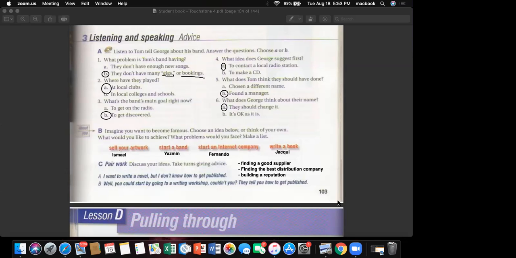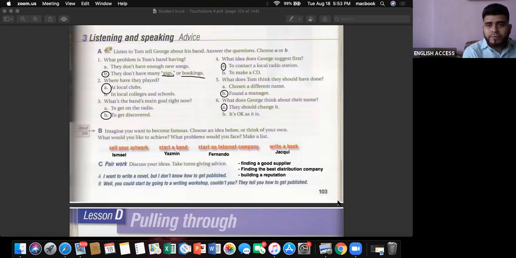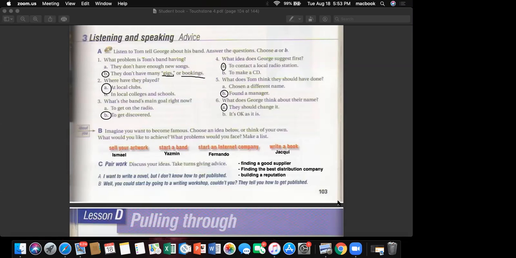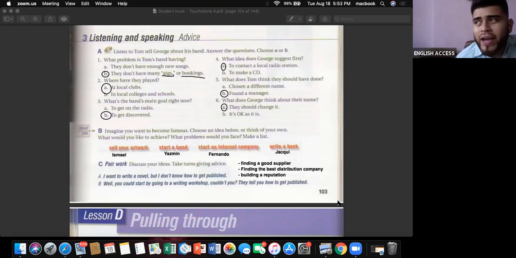Sorry, teacher. The computer is bad, my connection is bad. Again, sorry, teacher. What is your problem? I have problems. Like, I don't know who can help me print my books.